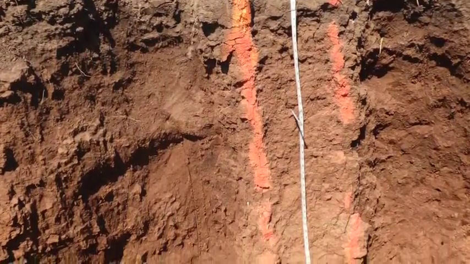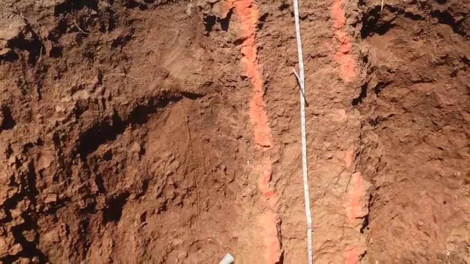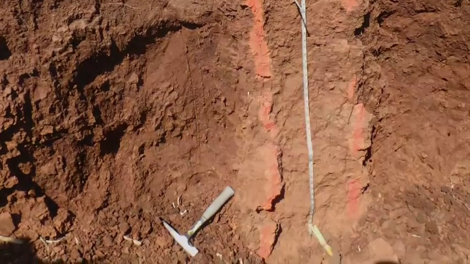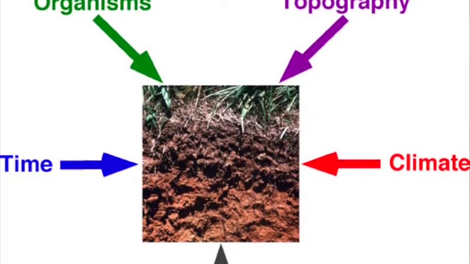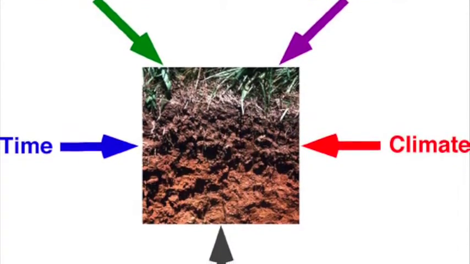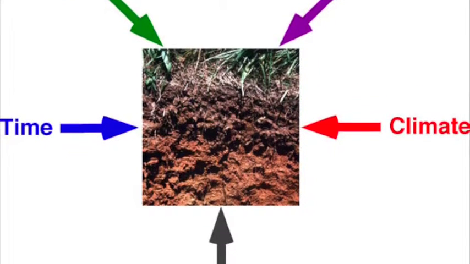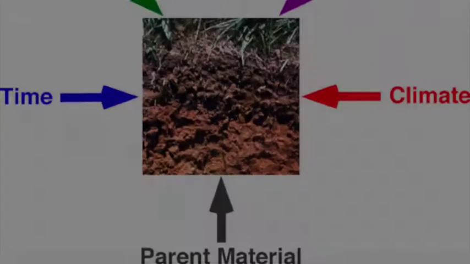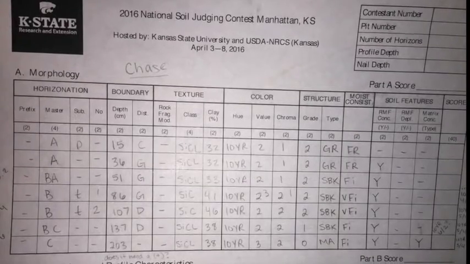So the profiles that I'm showing in front of you are typically what you would see in a competition. And you would use the 5 soil forming factors, which are climate, time, topography, and biota. So with each of these elements, you're going to look at a scorecard which has information about the profile.